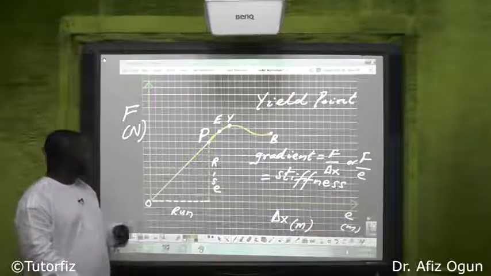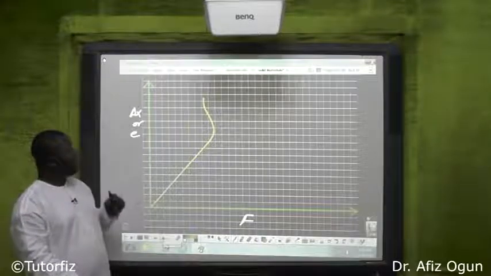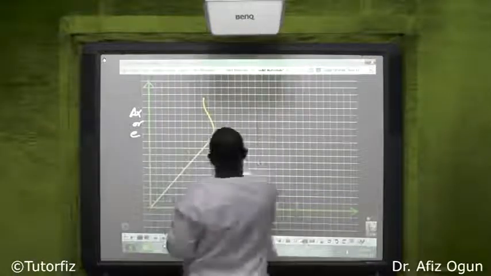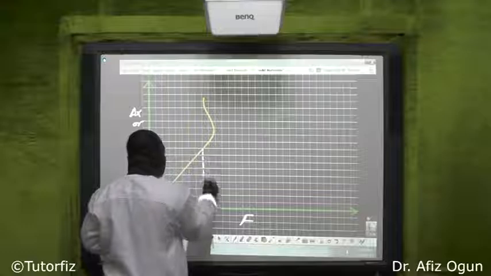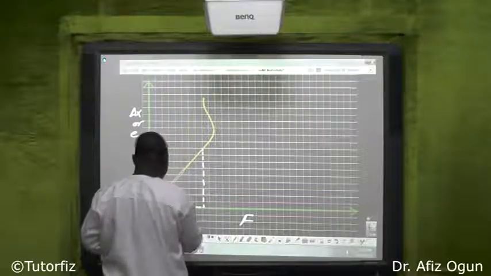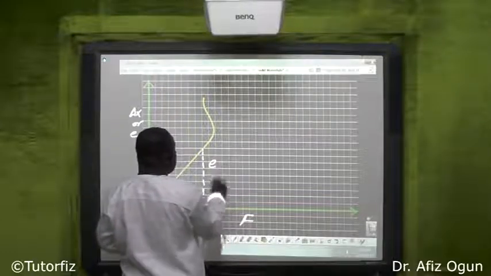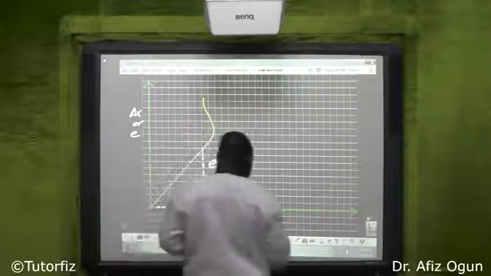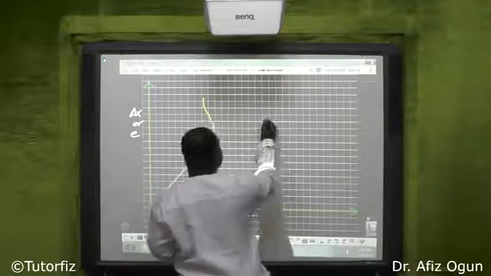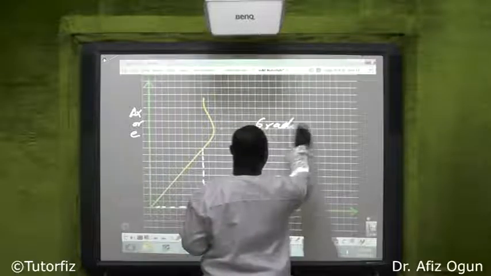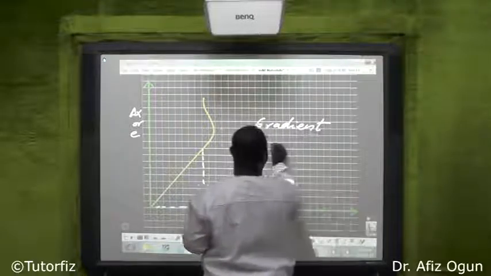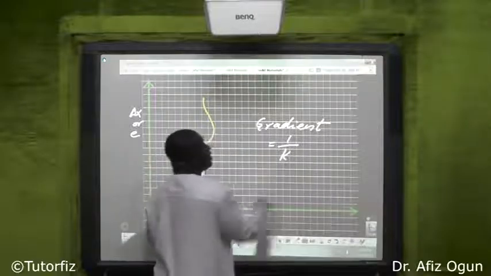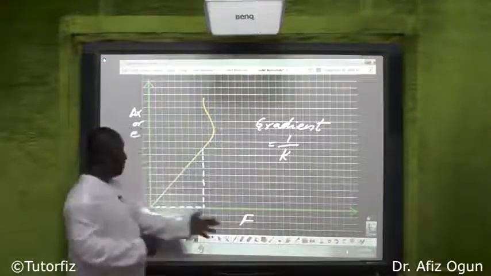Then what about this other graph? Of course, from your mathematics, you know that the gradient of the straight part of the graph will be e or delta X divided by F. So the gradient here will be equal to not k, but 1 over k, 1 over stiffness or spring constant.